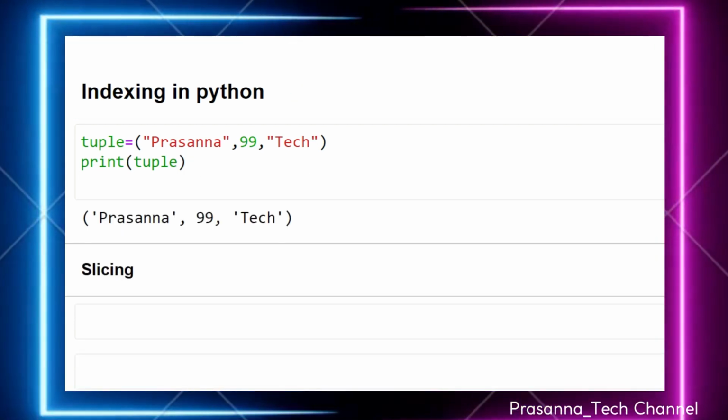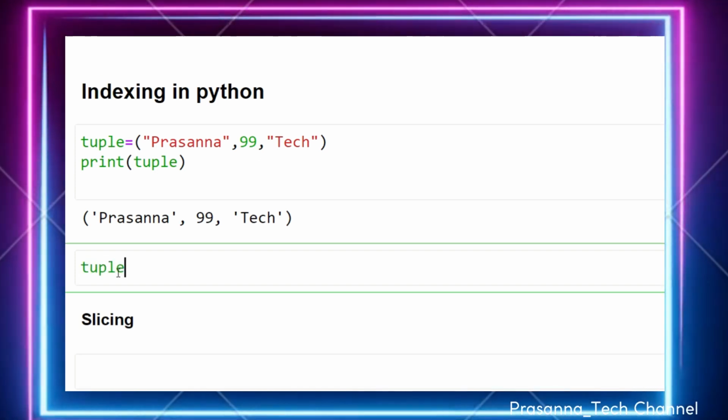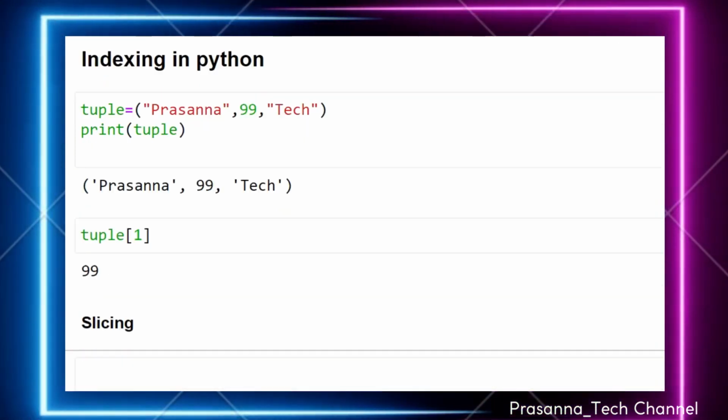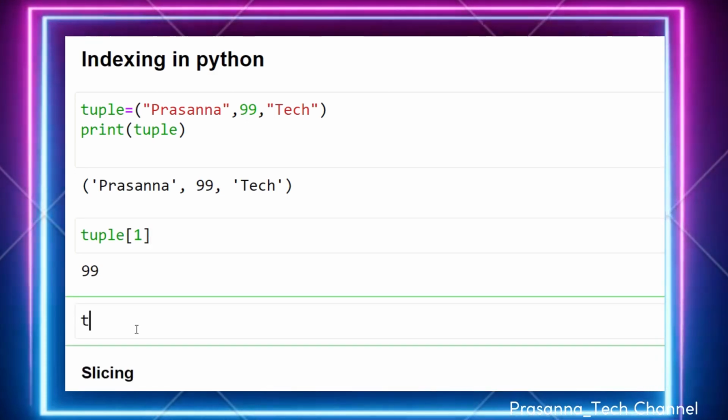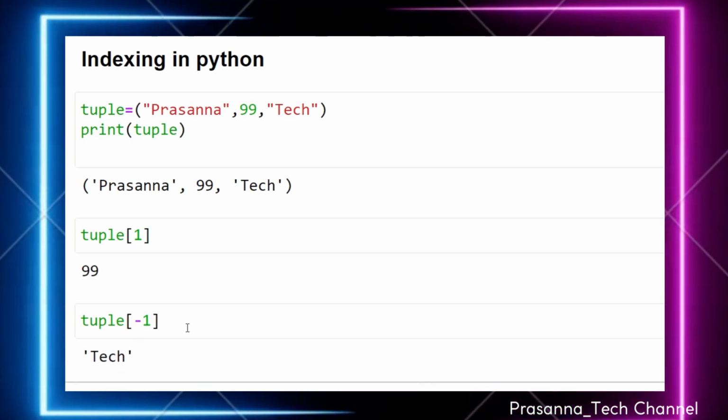If I want to print only 99, then the tuple index position is 1. If I want to print only tech, then the index position is -1 you can write, or 2. Index position 2 you can write.